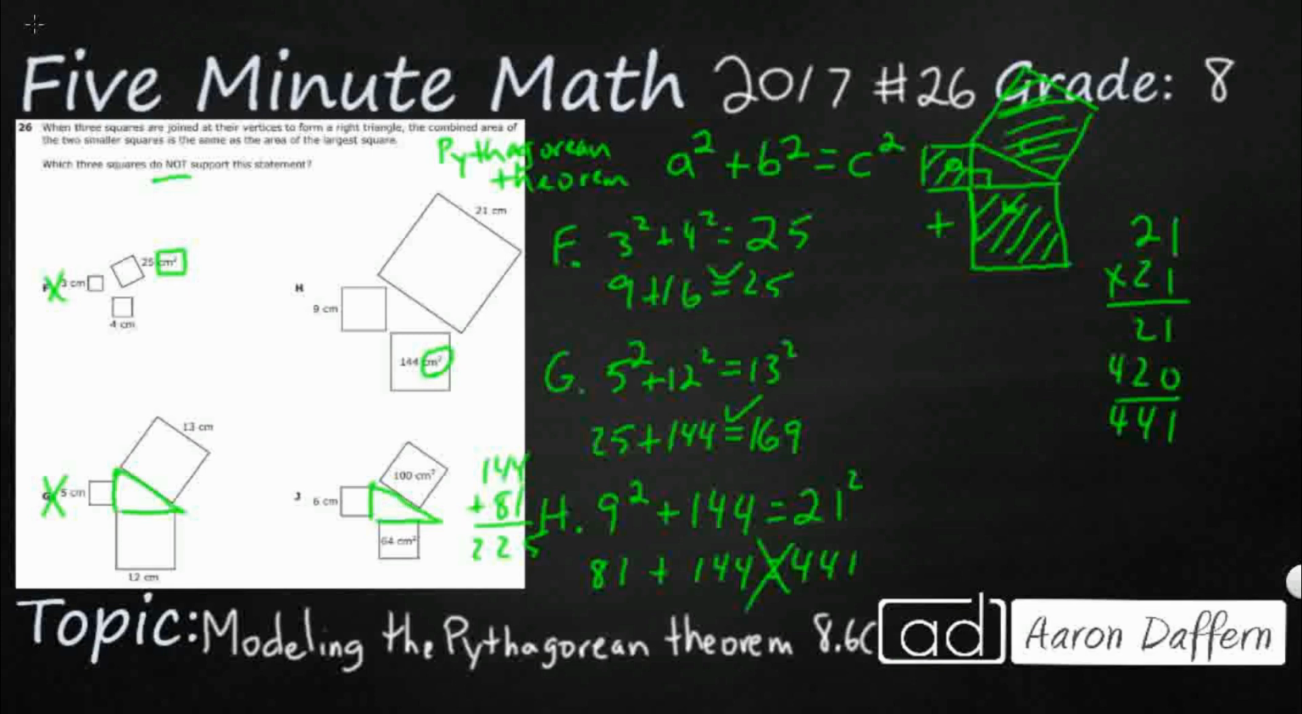Let's just double check to make sure J works. So I've got 6 squared plus 64 equals 100. The 64 and 100 are already squared. So 36 plus 64, yep, that makes 100. So it's not J, so that does mean my answer is going to be H. And you can tell, look how big this square is. It doesn't fit. This is way too big for this little triangle right here. So my answer is H.